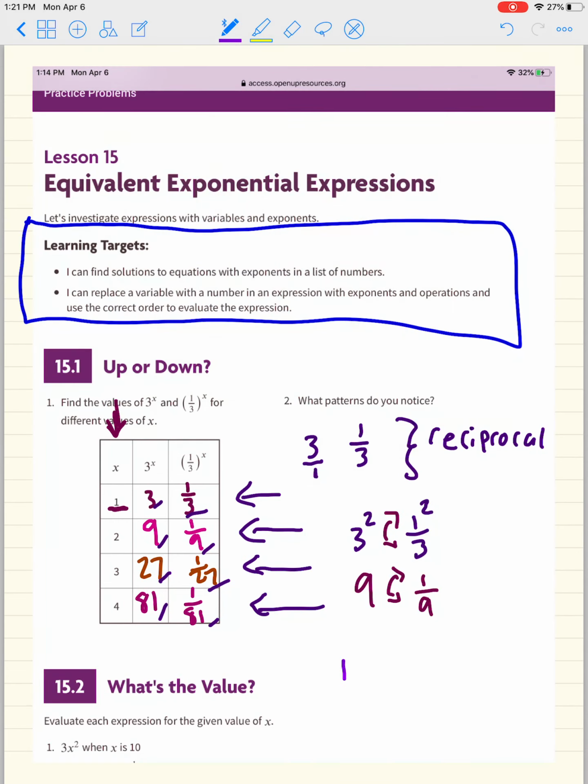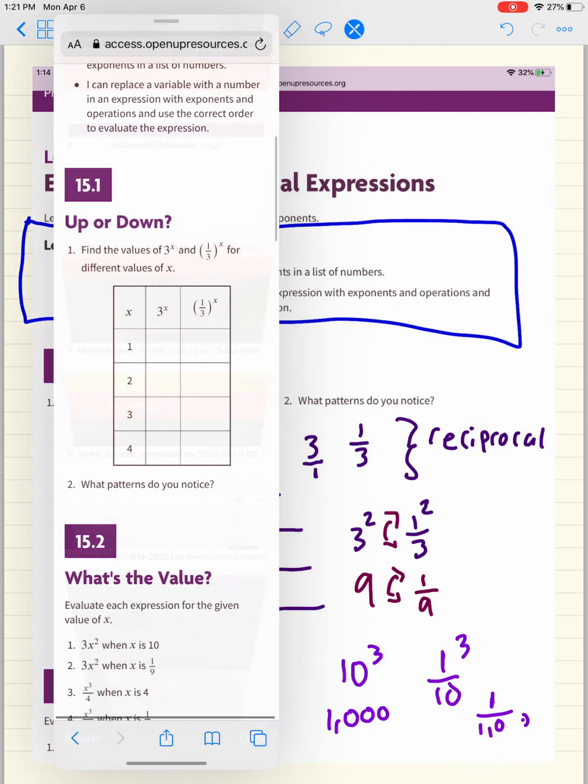So for instance, if I gave you the number 10 cubed, that would be the reciprocal of 1/10 cubed. So 10 cubed, for instance, is 1,000, because 10 times 10 times 10 is 1,000, and 1/10 cubed would be 1/1,000. Okay, very good. Let's go ahead and move on.